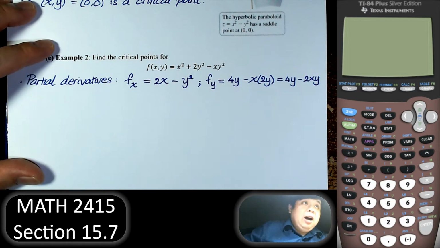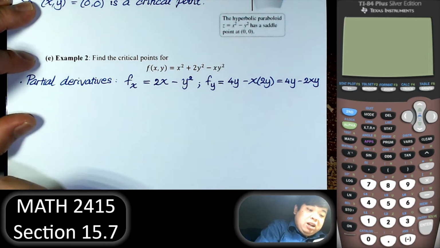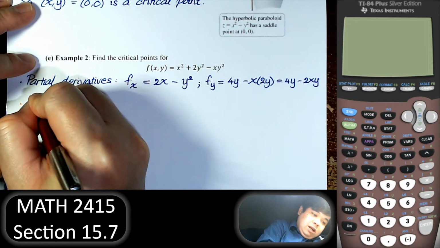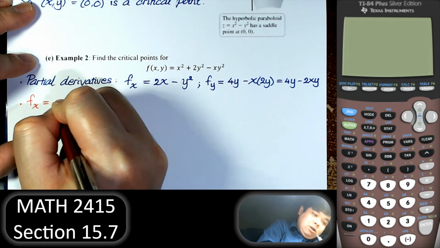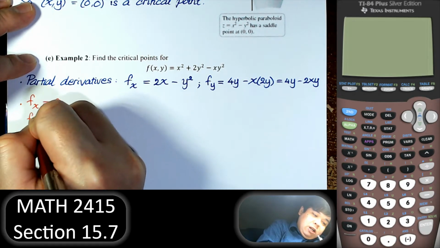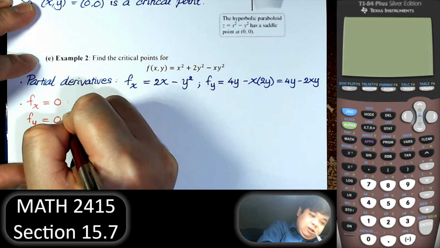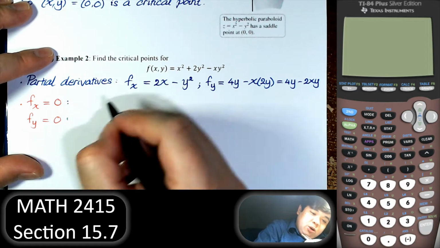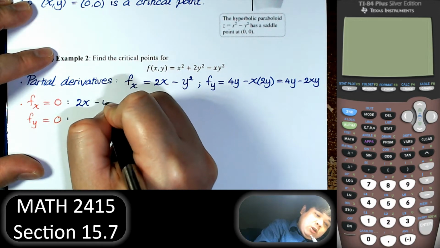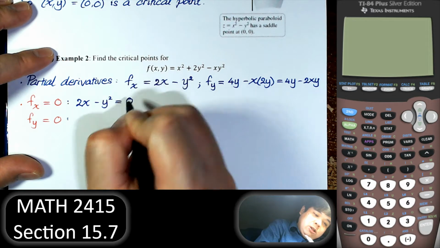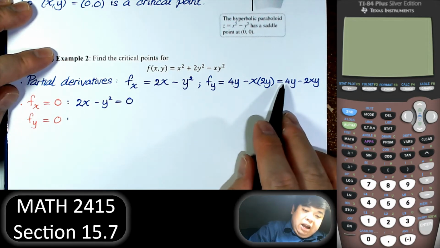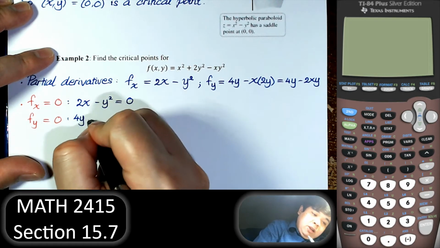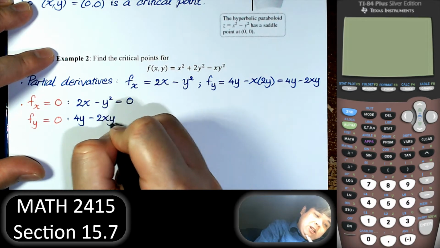Right. Next, to find the critical points, we're going to make the partial derivatives equal to 0. So we have f sub x equal to 0 and f sub y equal to 0 to find the critical points. Right, f sub x equal to 0, we have 2x minus y squared equal to 0, and then we have f sub y for y, 4y minus 2xy equal to 0.